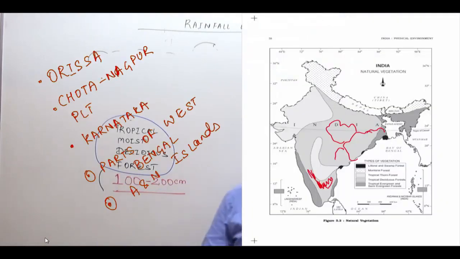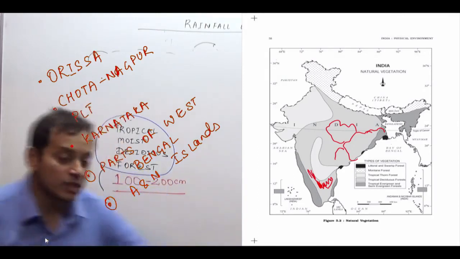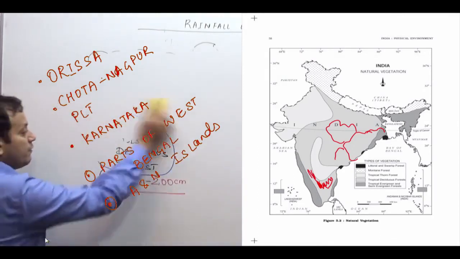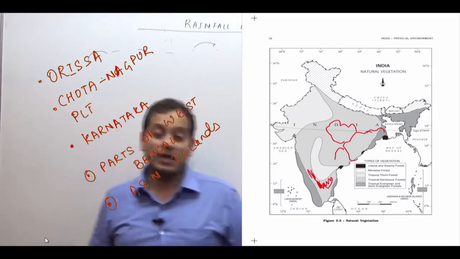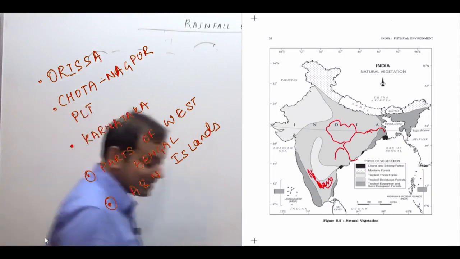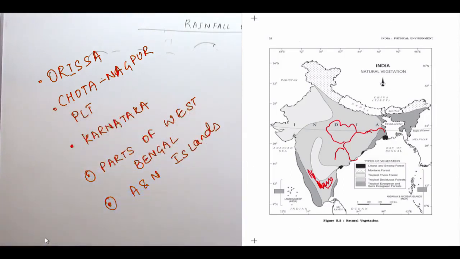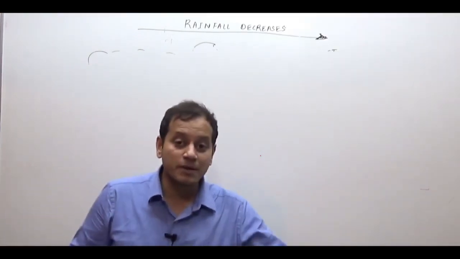You can see the areas are Orissa, Chota Nagpur Plateau region, parts of West Bengal, Andaman and Nicobar Islands. One more fact you remember regarding the Andaman and Nicobar Islands is that they have evergreen as well as the tropical moist deciduous forest. We will learn that it has mangrove also, it has coral reefs also. So, a biodiversity rich region.